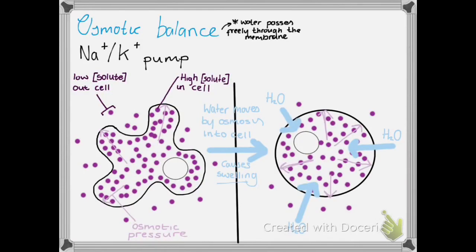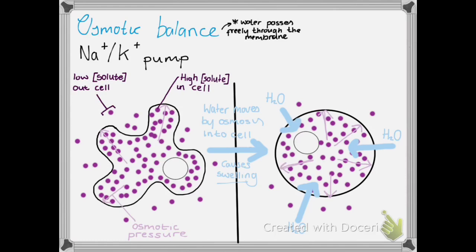These channels are very important in maintaining osmotic balance of cells because water can pass freely through the membrane via osmosis. So these things called sodium-potassium pumps, which are K+ and the Na+, which is just at the top there. So when there's a low solute concentration outside of the cell, so like you've not got a lot of salt molecules outside the cell, but a high solute concentration inside the cell, so you have a lot of salt molecules in the cell, it creates a lot of osmotic pressure outside.